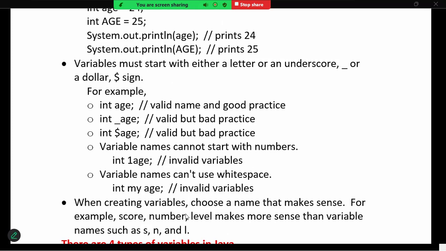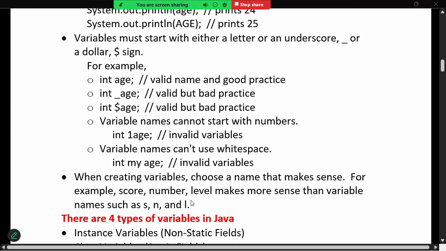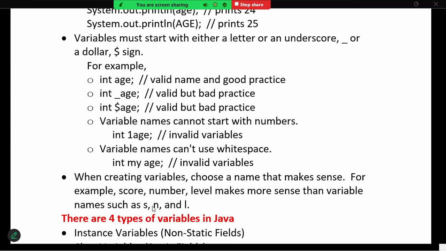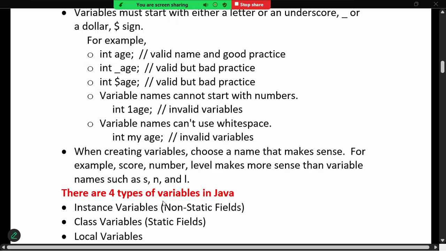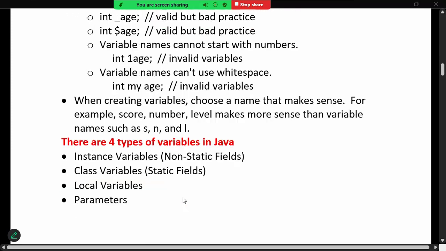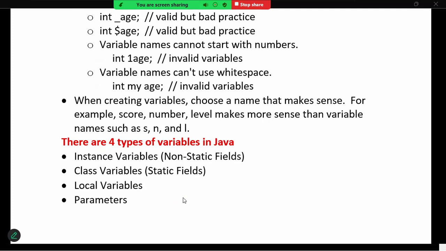When creating a variable, choose a name that makes sense. For example, score, number, level make more sense than variable names such as S, N, L. There are four types of variables in Java: instance variables, non-static fields; class variables, static fields; local variables; and parameters.